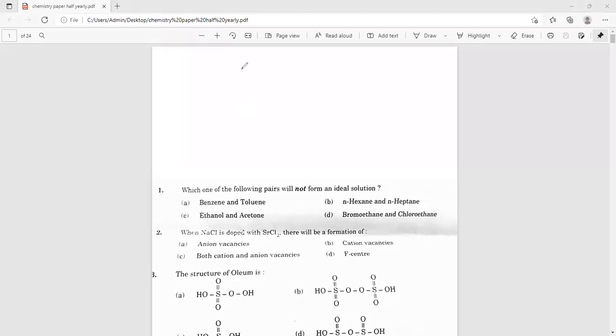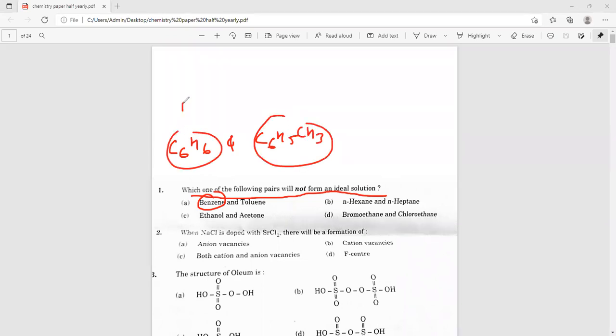Question number 1 is, which one of the following pairs will not form an ideal solution? First is benzene. Benzene is C6H6. And second is toluene. Toluene is C6H5CH3. Actually, both are non-polar, and only one carbon is different. This means it is an ideal solution.